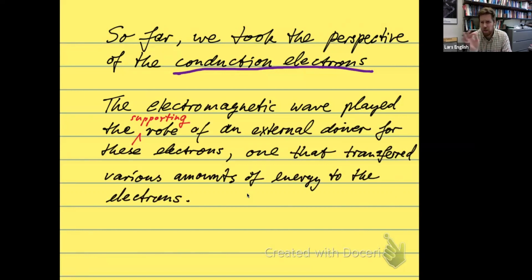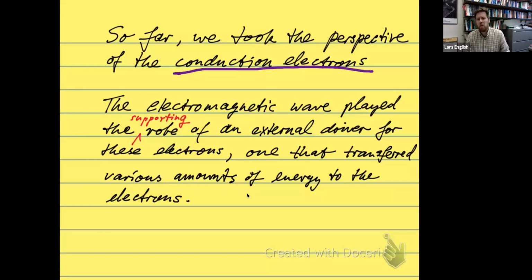So we have a driver that creates an oscillating force on the electrons, and the driver, being the electromagnetic wave, then transfers energy to the electrons. So a varying amount of energy is being transferred into the electron system. Where is it coming from? It's coming from the electromagnetic wave.